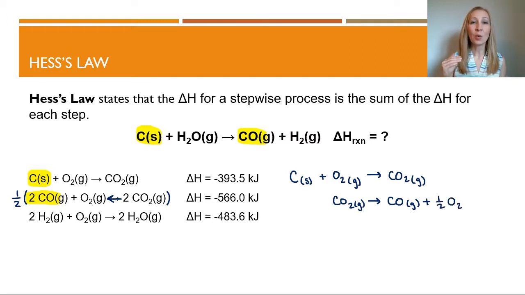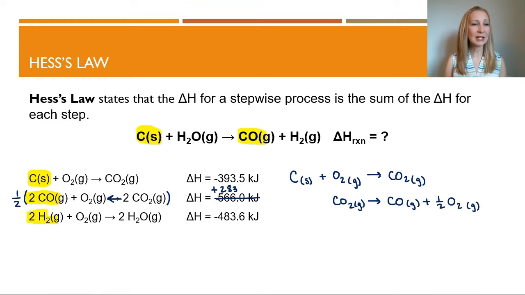So I get 1 mole of carbon dioxide gives me 1 mole of carbon monoxide and 1/2 mole of oxygen in gas form. Now if I reversed it and multiplied by 1/2, I need to reverse the sign and then take 1/2 of that, which is 283 kilojoules.